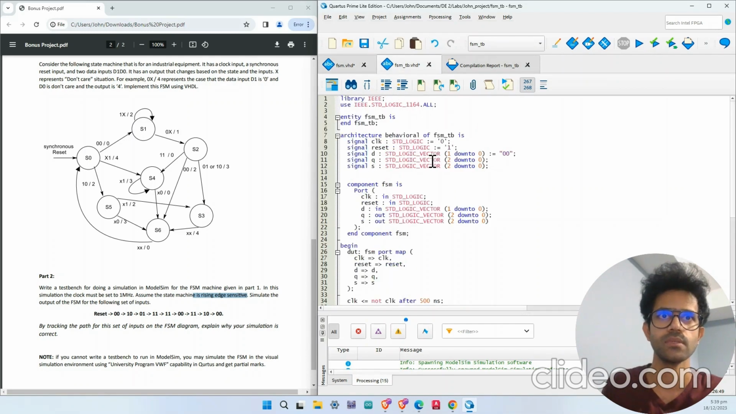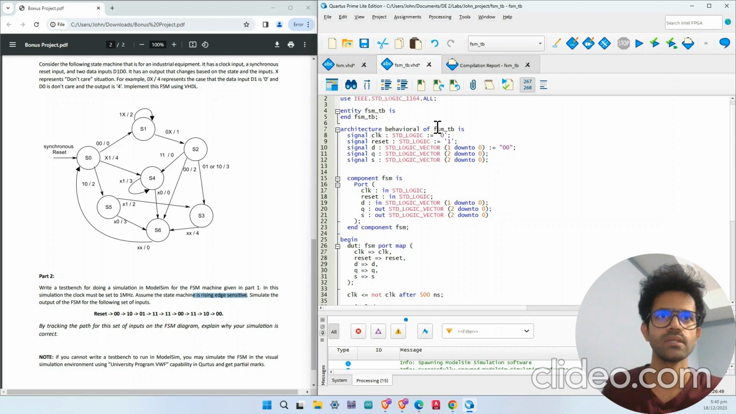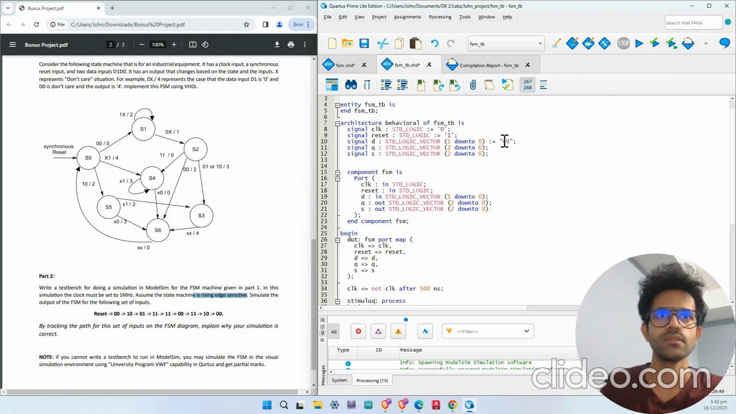So this is the test bench we wrote for the FSM, and as we can see the entity is empty because the test bench as it is doesn't have any inputs or outputs. We're just giving the device under test the input signals and checking for the outputs. So the entity is empty. And let's go to the architecture.